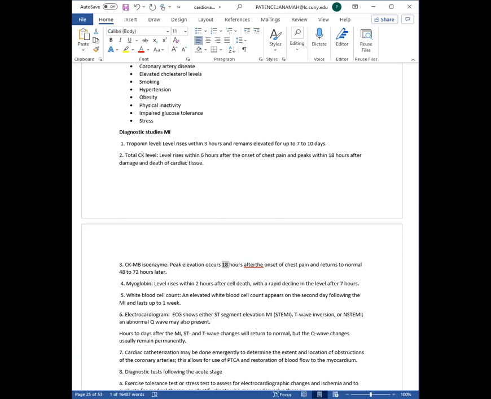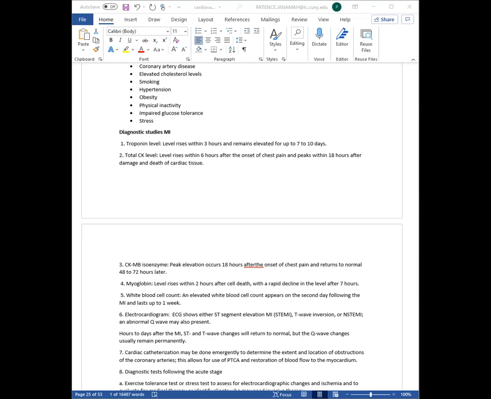So that one takes time. 18 hours for CKMB to be detected as positive. But the troponin takes just 3 hours to be detected. So that's why when a patient complains of sharp chest pain, the first lab they will order is the trop. And then within 18 hours, before they can get a good reading, the CKMB is normal.